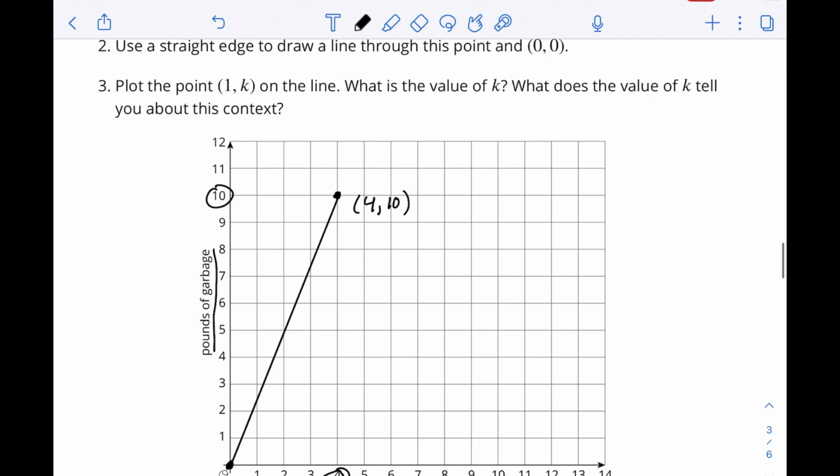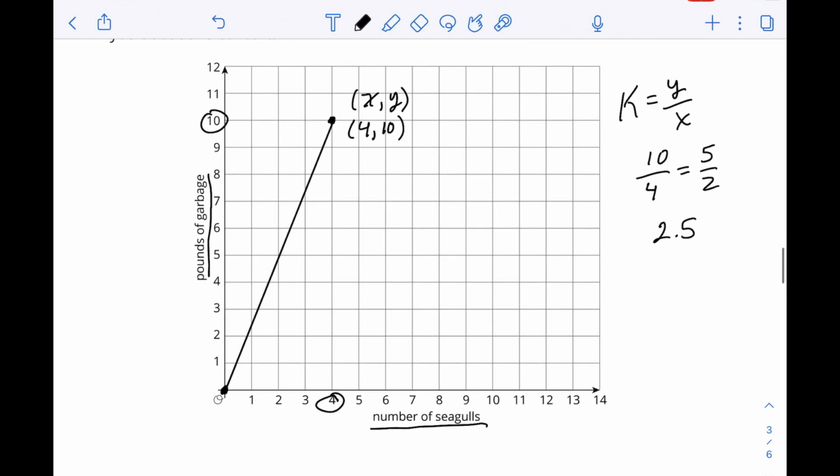So part 3 says plot the point 1, k. How do I get this k value? Remember, (4, 10) is like my x and y value on our graph, and k is always y divided by x. As long as I know 1 point, I can get that constant of proportionality. Our y in this case is 10, and the x value is 4. 10 over 4 is the same thing as 5 over 2, or 2.5. So when my x value is 1, my k value is 2.5.